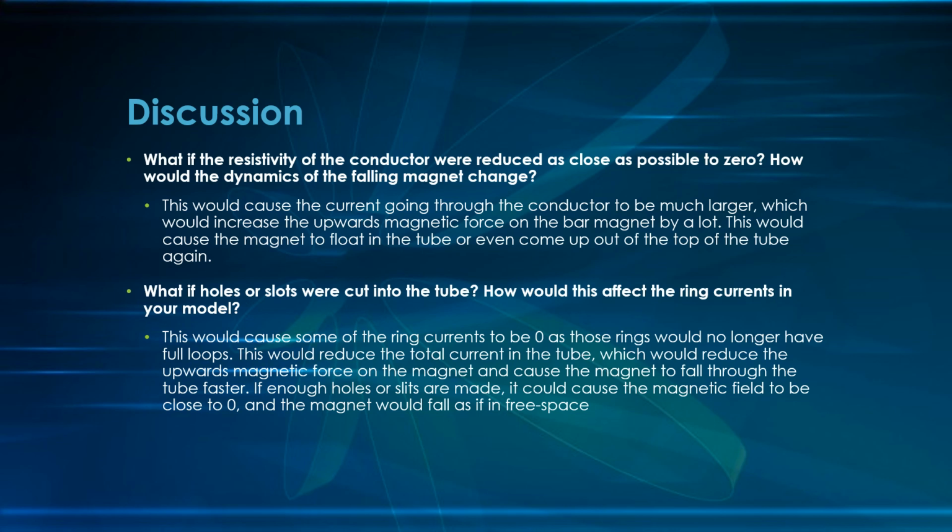To answer the second question, this would cause some of the ring currents to be zero as those rings would no longer have full loops. And as a result, it would reduce the total current in the tube, which would reduce the upwards magnetic force on the magnet. This would cause the magnet to fall faster. And if enough holes or slits are made, it could even cause the conducting tube to have no effect on the magnet.